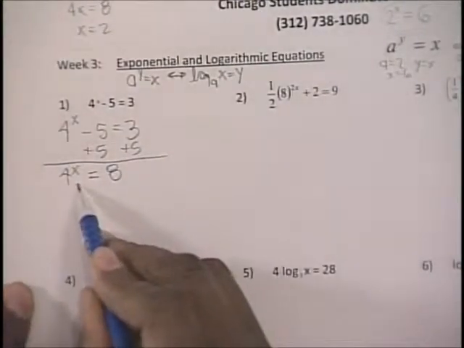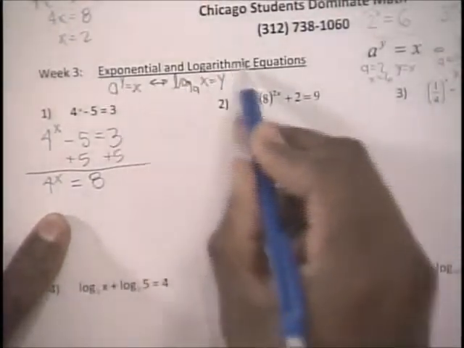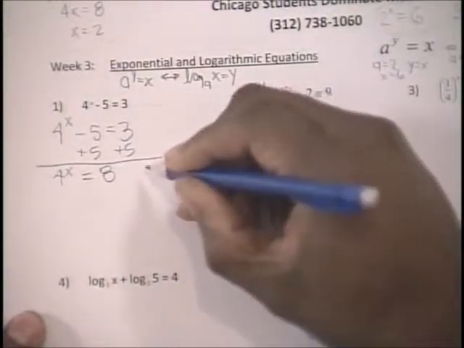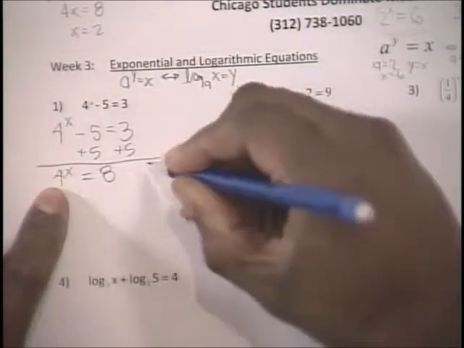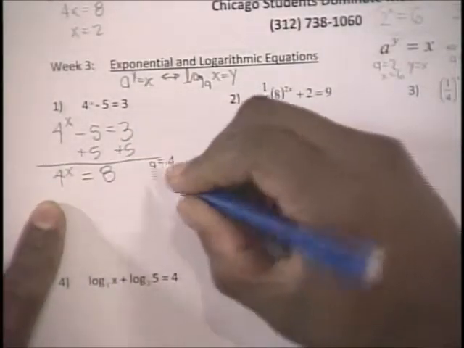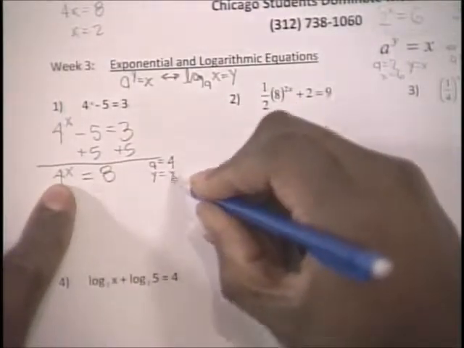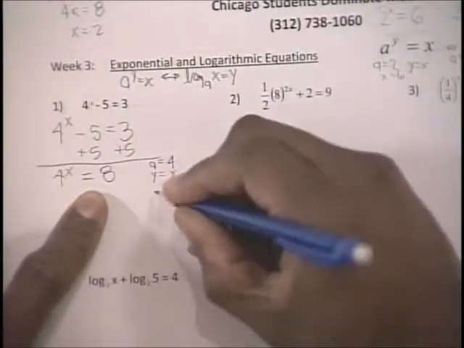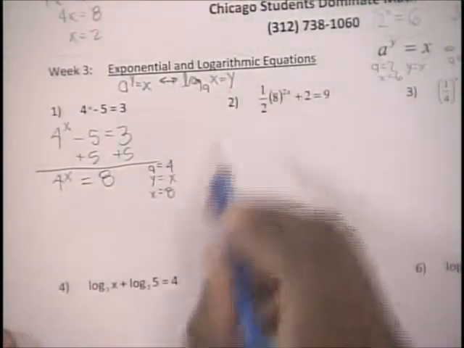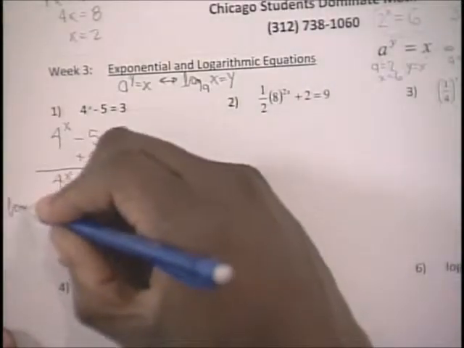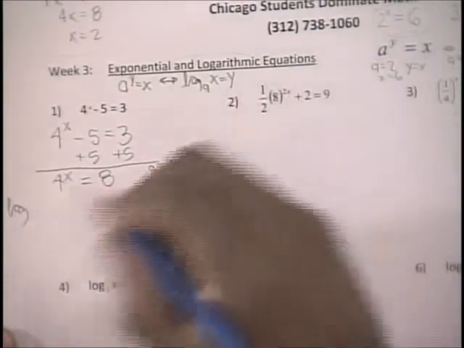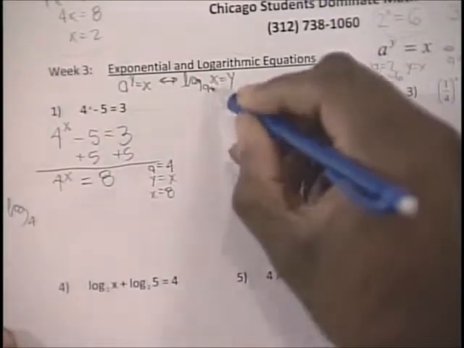The only way to solve this exponential equation is to use the relationship that we gave you, and to see that for our problem, a is 4, y is x, and x is 8. So let's use this logarithmic relationship to solve this. We have log base a, and we said that a is 4, of x.